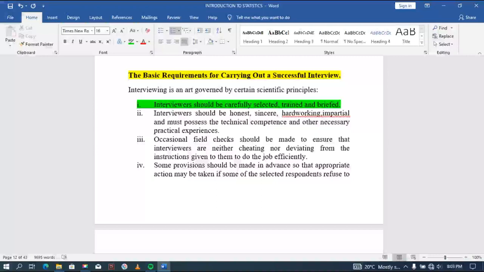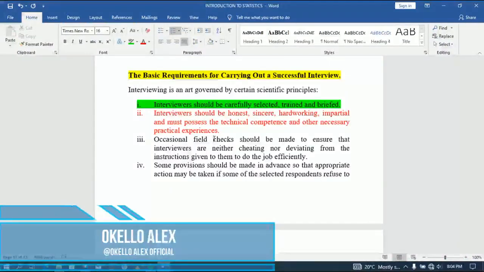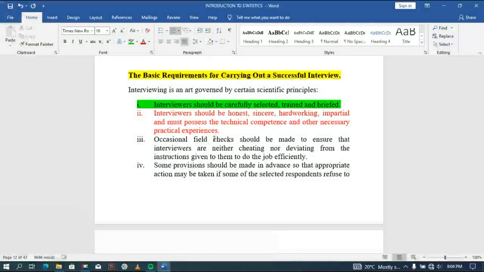impartial, and must possess technical competence and other necessary practical experiences. Sometimes you may find a difficult respondent, so rude and so on. So meaning that you must be able to absorb some non-usual expressions given by the respondent for purposes of having a successful interview.